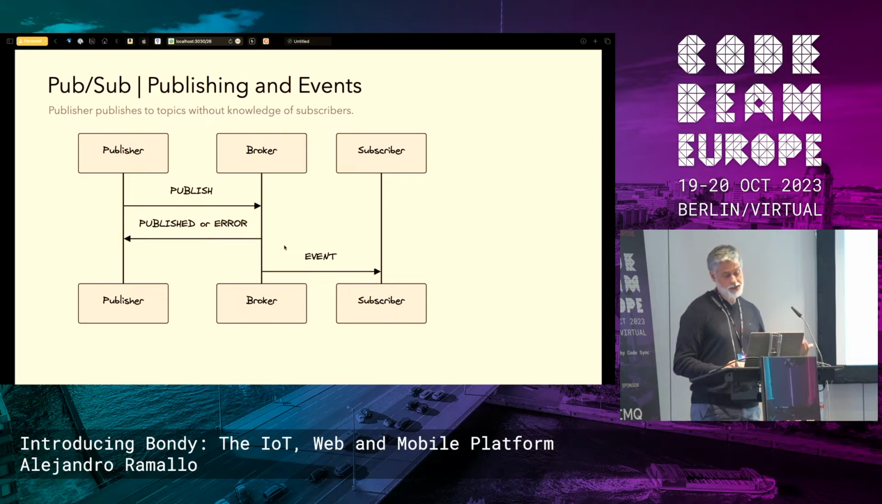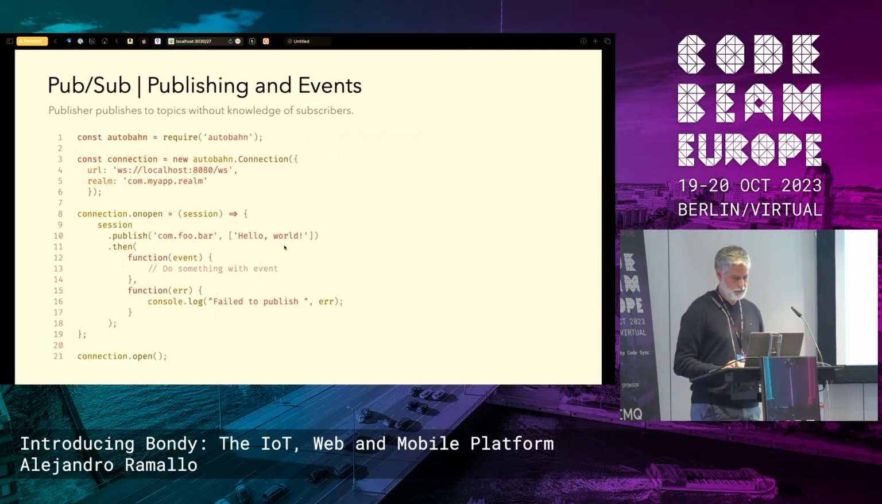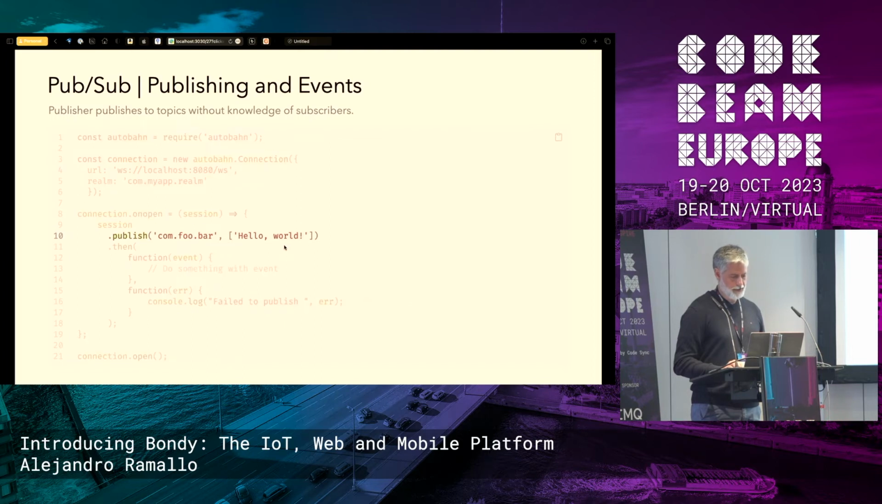When the publisher publishes, it will get a publish or error, and then that will generate an event that is broadcast to all the subscribers. Again, to publish is just one single line of code, as in the case of everything in WAMP, actually.